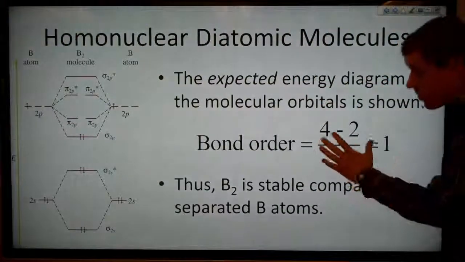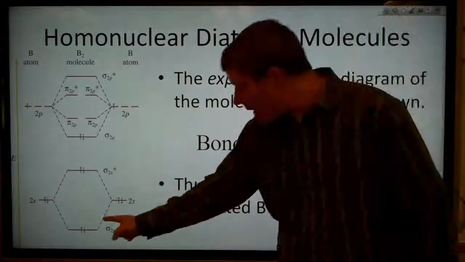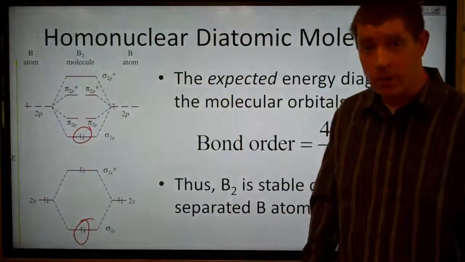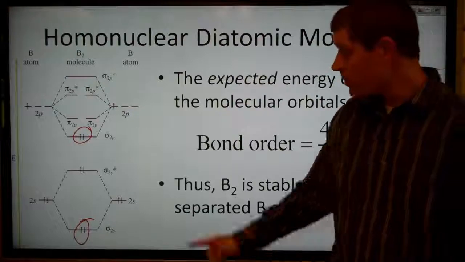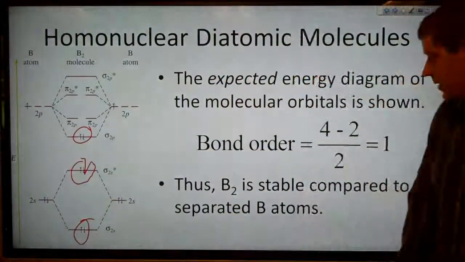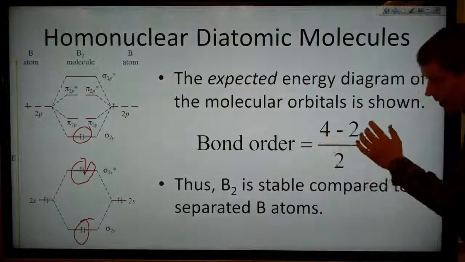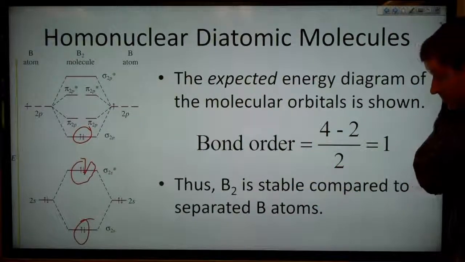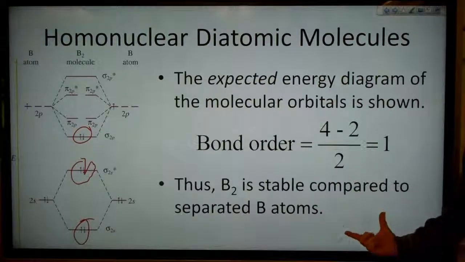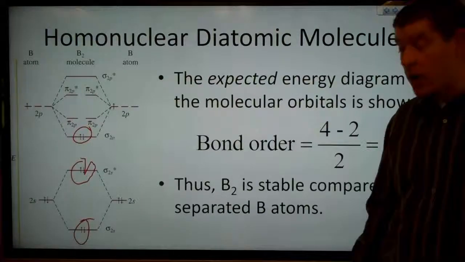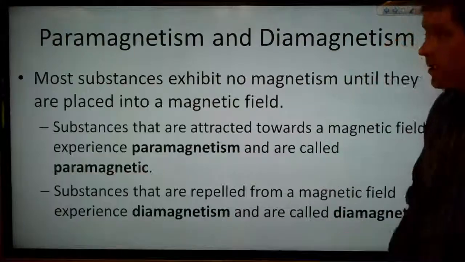And so the bond order then becomes 4 bonding electrons, because we have this one and that orbital that are both filled with 2 electrons apiece. So we have 4 bonding electrons minus these 2 antibonding electrons. So we have a bond order of 4 minus 2 divided by 2, which is 1. So the diboron molecule should be stable compared to the separated boron atoms. We expect to see 1 bond being shared between those two atoms.